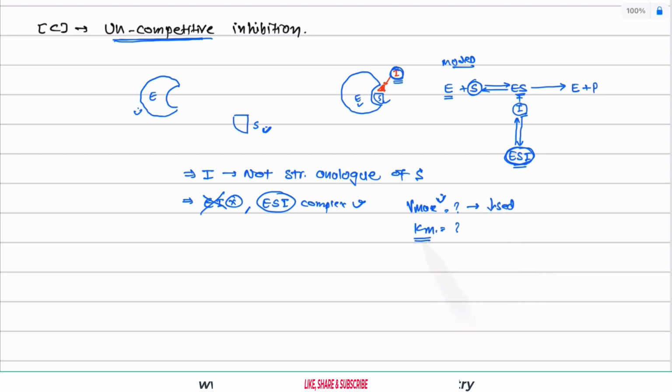Whereas what about the Km? See, what is Km? Km is a measure of affinity, right? It is a measure of affinity.